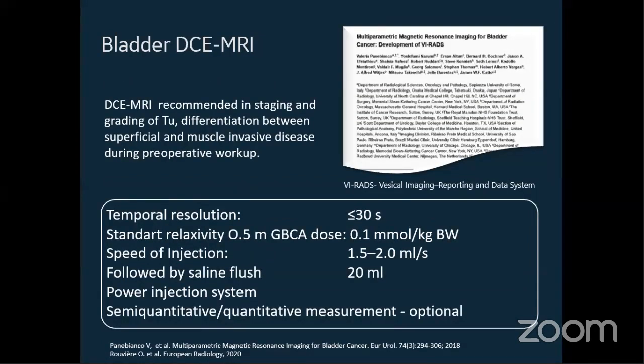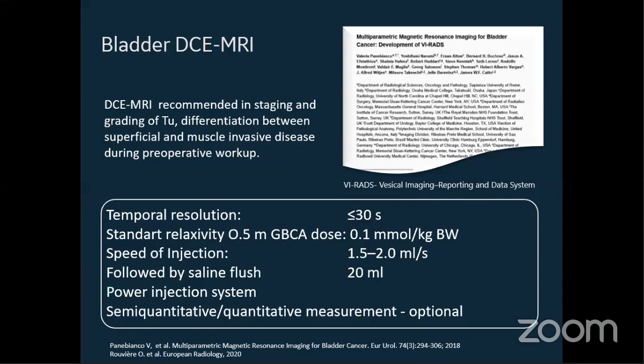The next is the bladder, and similarly as in the case of prostate multiparametric MRI, in 2018 a document called VI-RADS, the Vesical Imaging Reporting and Data System, was published. This document also recognizes that multiparametric MRI and dynamic contrast enhancement is a useful technique in staging and grading of bladder tumors. VI-RADS also includes recommendations about gadolinium-based contrast agent injection.